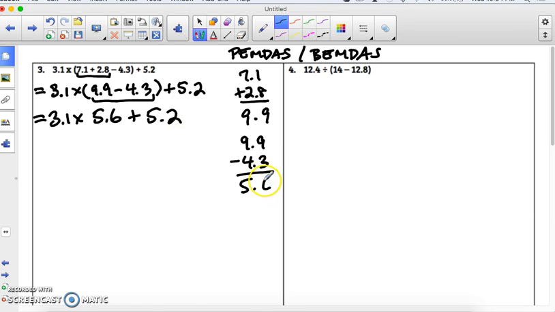Now if I look at what I have next, looks like I'm still solving this left to right because now we have multiplication and addition left. We have to do the multiplication first. So we're going to do 3 and 1/10 times 5 and 6/10. I'm going to treat that as the whole numbers first. I'm going to forget the decimal, so 31 times 56, and go ahead and do the multiplication yourself too.